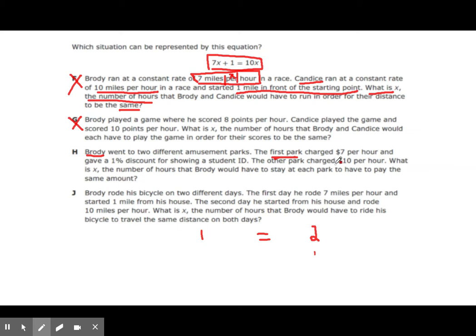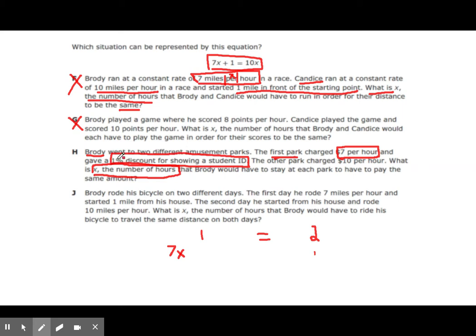All right, so what do we know about the first park? Well, we know the first park charges $7 per hour. Do we know the number of hours? No, that's our variable. So if I look at that last question, x is going to represent the number of hours. So somewhere for Park 1, I'm going to have a 7 times x, or times the number of hours. Now, here's where we need to pay attention, because it also says it gave a 1% discount for showing an ID. There's a couple ways I know that this is incorrect right off the bat.